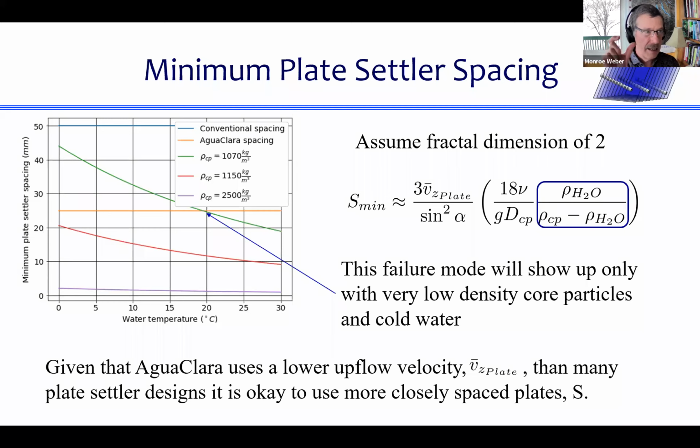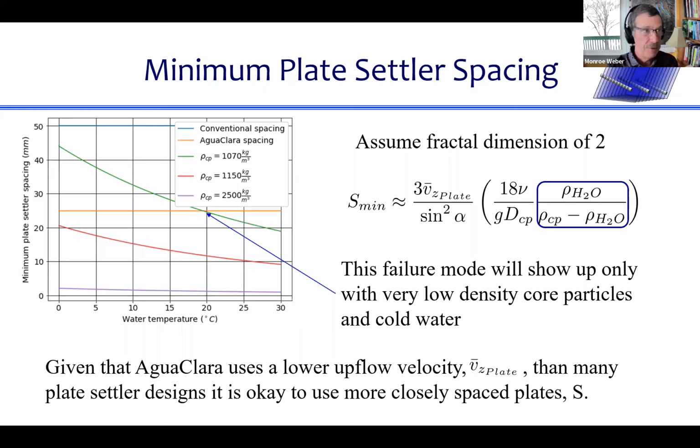Those two densities can get very close together. And if those densities get very close together, the equation blows up. And it says you're going to need really widely spaced plates so that you don't have this problem. And that is kind of one of the big areas of unknown for us.